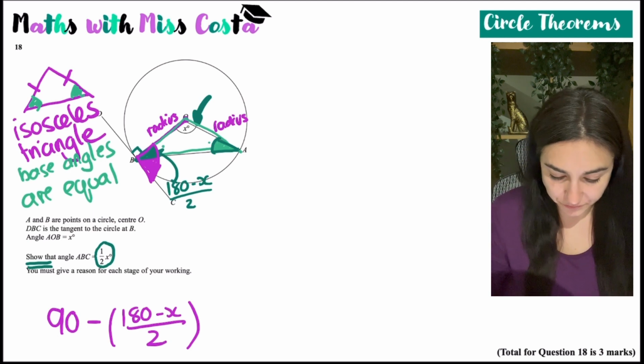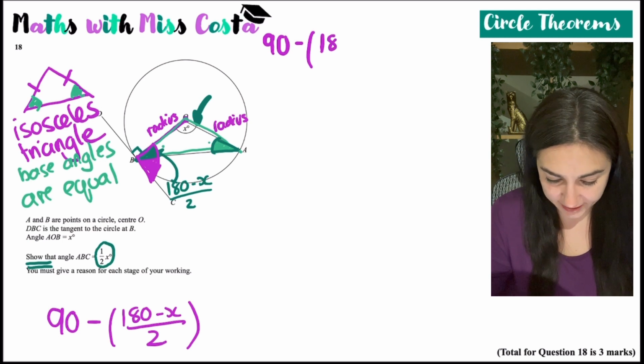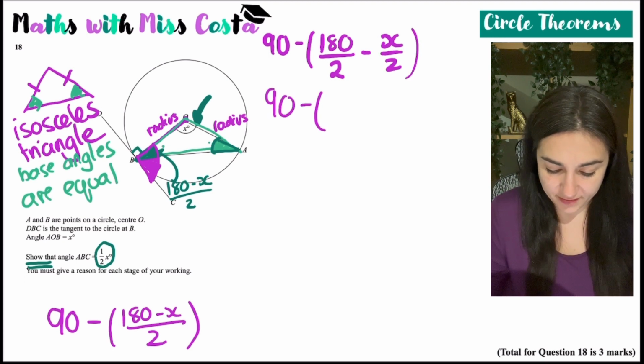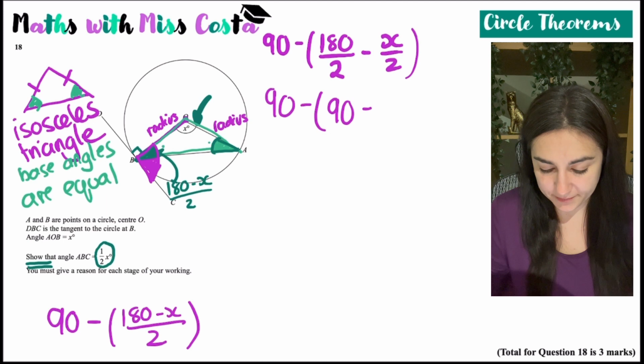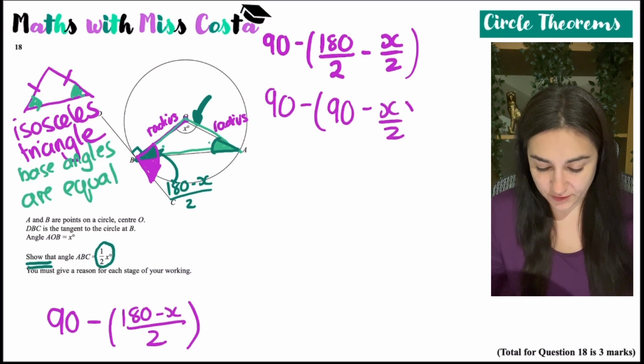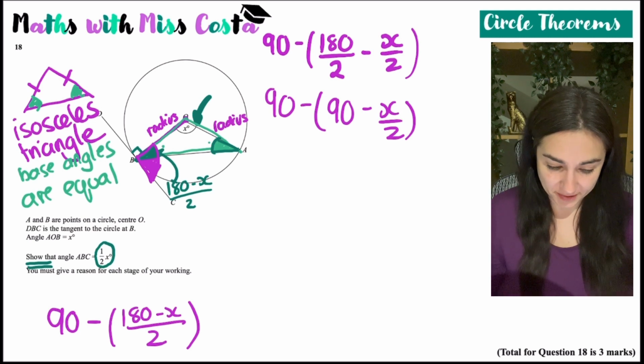So how could I simplify this? Well, I could just first of all write it in 2 fractions. So 180 over 2, take x over 2. Let's simplify that further. 180 over 2 is 90. So I'd be left with 90, take away x over 2.